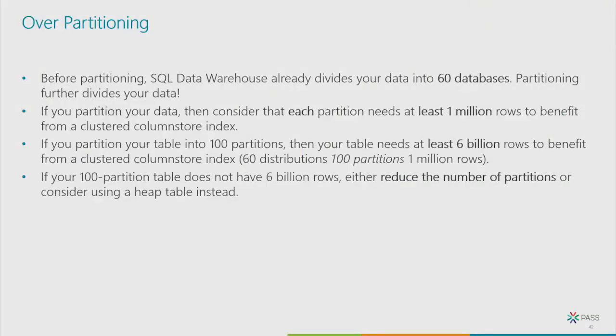So if we're thinking about over-partitioning, we're a little zealous. Again, we're writing the data to these 60 different databases. It's going to further divide your data. So if your goal is that each partition needs 1 million rows to benefit from the performance of your clustered index, think about how much data you have. In an example, if you create a large table into 100 partitions, then you need at least 6 billion rows to benefit from that. And why is that? You have the 60 distributions, 100 partitions, 1 million rows per partition. So you need some strategy here. Don't over-partition, because then you lose the benefit that you have. It just doesn't help you out. So those are common mistakes that people would make.